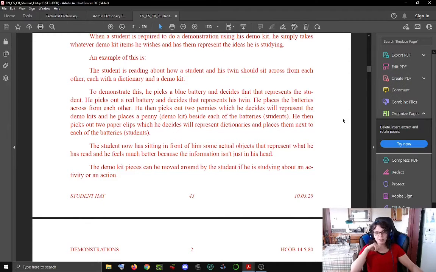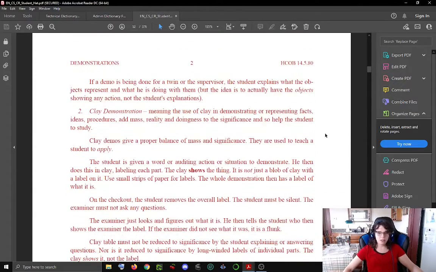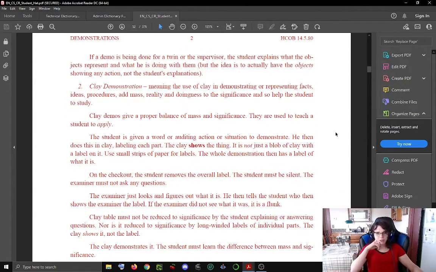The demo kit pieces can be moved around by the student if he's studying about an activity or an action. If a demo is being done for a twin or the supervisor, the student explains what the objects represent and what he's doing with them, but the idea is to actually have the objects showing any action, not the student's explanations. 2. Clay demonstration, meaning the use of clay in demonstrating or representing facts, ideas, procedures, add mass, reality, and doingness to the significance, and so help the student to study.